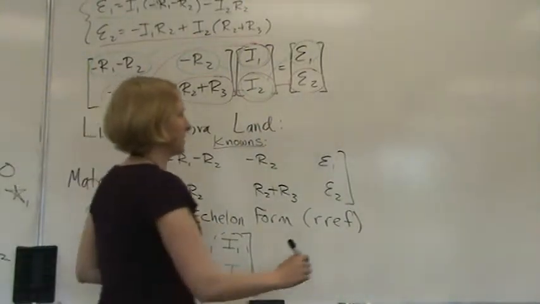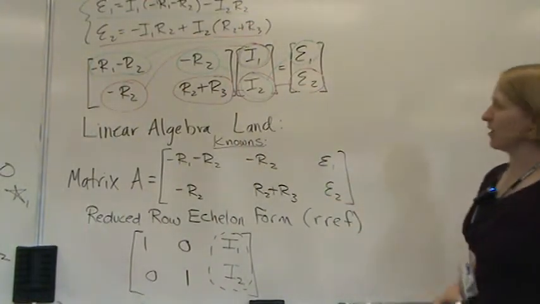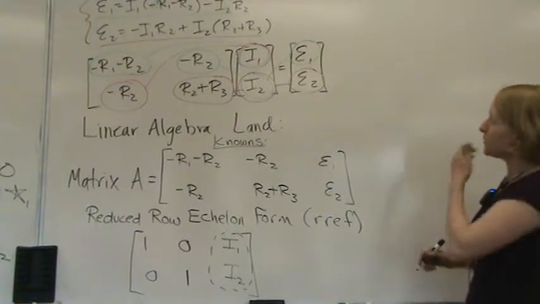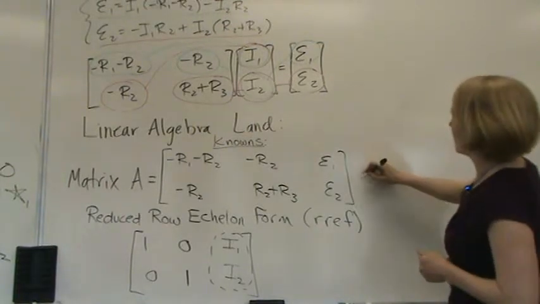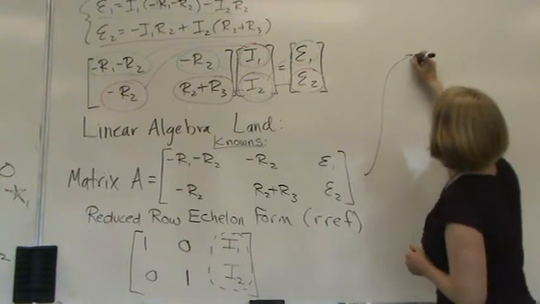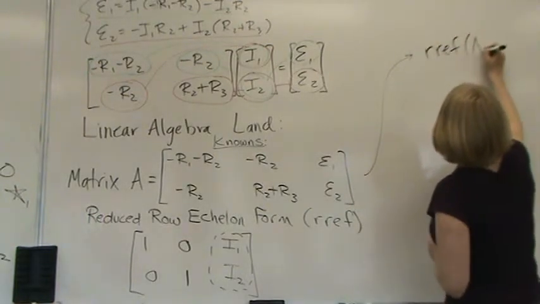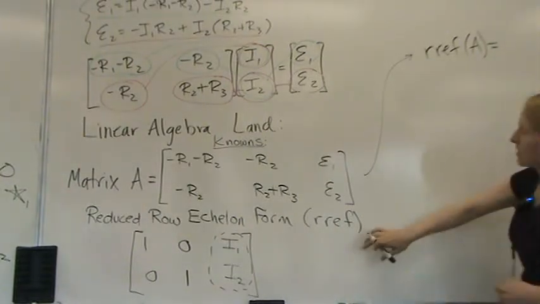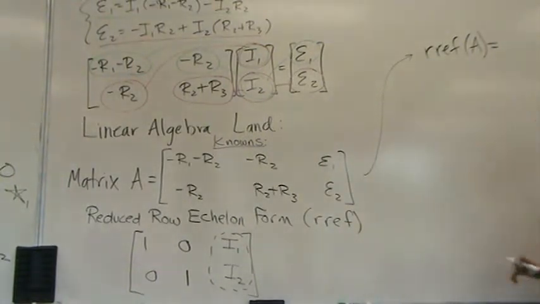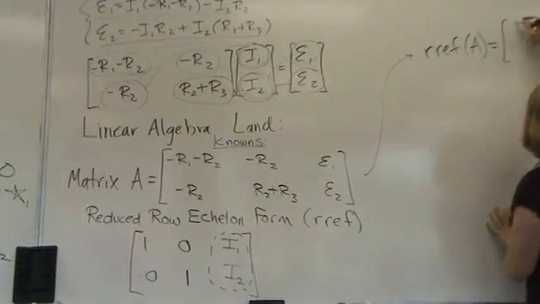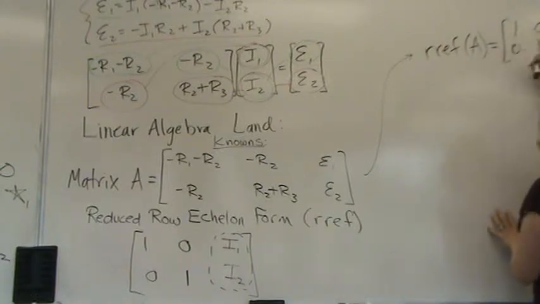So if I take my calculator and I enter in matrix A, and then I say reduced row echelon form of matrix A, it's going to spit out that big matrix. I don't care about this part. What I want is to grab the values it gave me for I1 and I2.